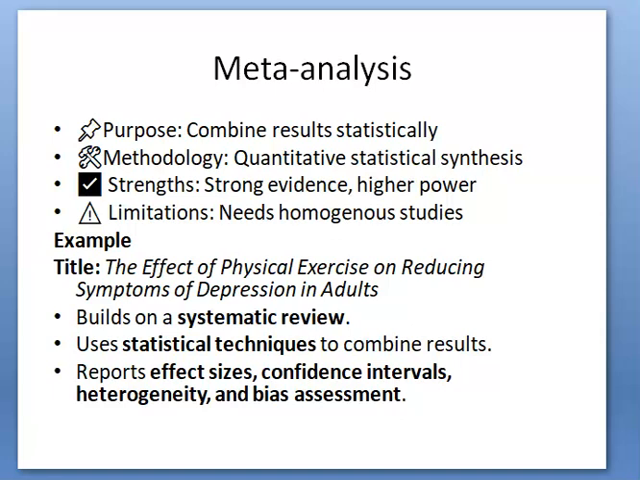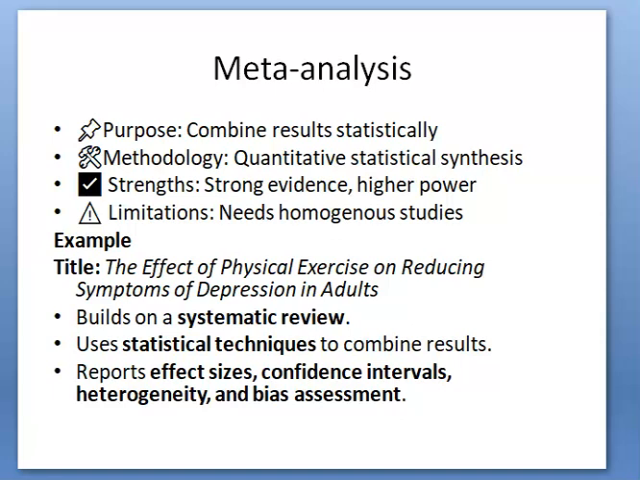studies for comparison. So basically, if we have a question like what is the effect of physical exercise on adults for reducing depression, in that case whatever findings we have got from the systematic review, we will build on them, get the statistical data, various statistical techniques which we will combine to get the results, and then compare the various studies on the basis of the confidence interval, bias assessment, effect sizes and the heterogeneity of the studies.